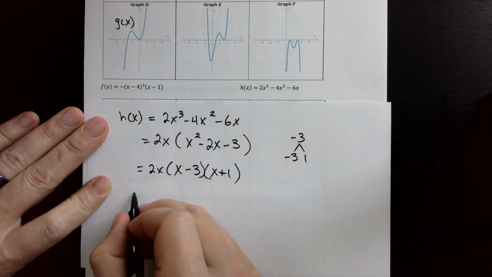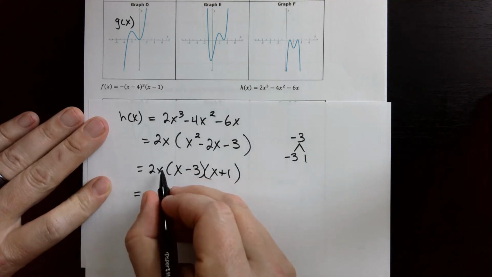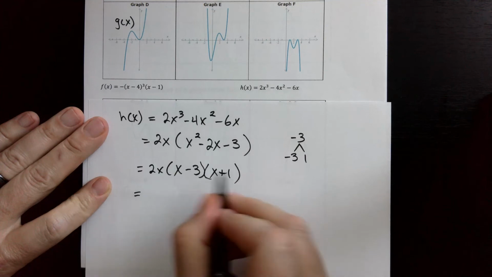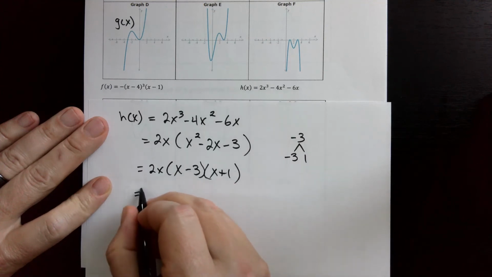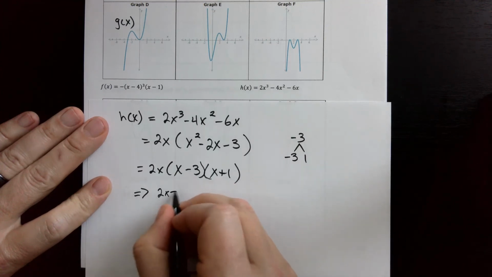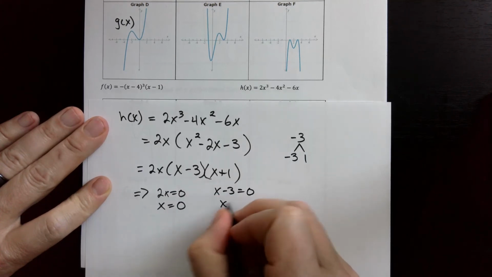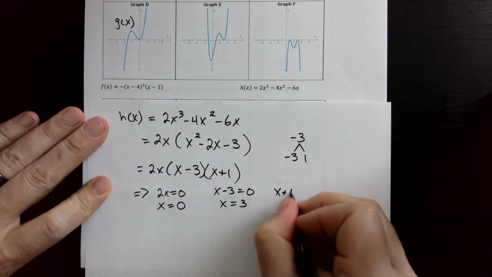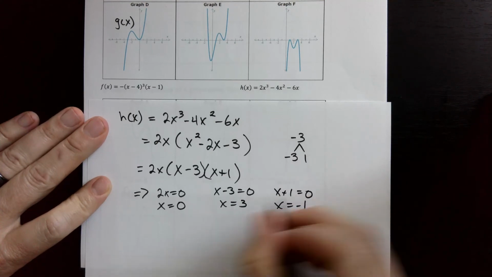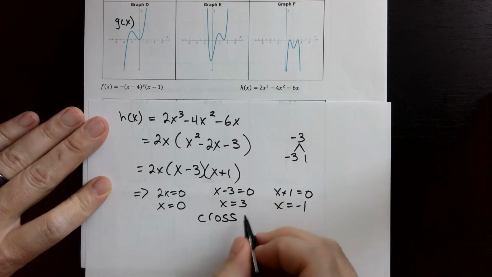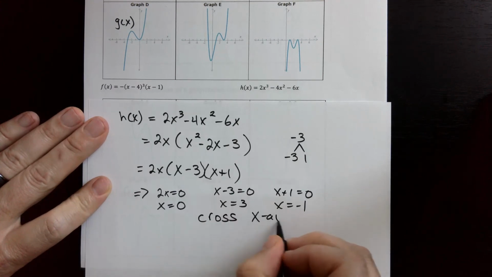Okay, 3 solutions here, all with degree 1. This has degree 1, this has degree 1, and this has degree 1. So all 3 of these are going to cross. So we get 2x equals 0, that gives you x equals 0. x minus 3 equals 0 gives you x equals 3. And x plus 1 equals 0 gives you x equals -1. All of these are going to cross the x-axis.